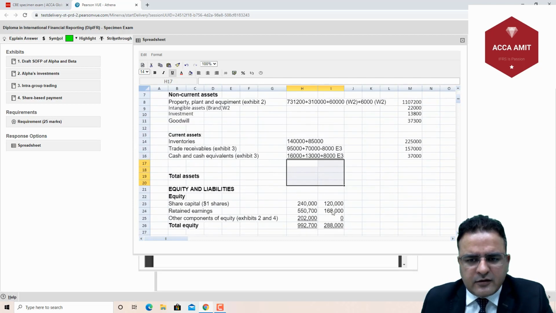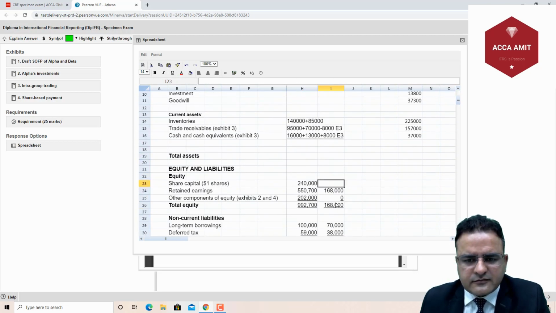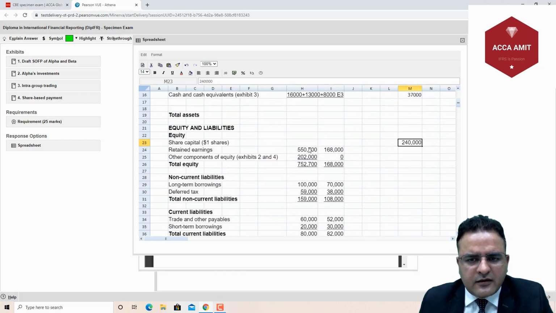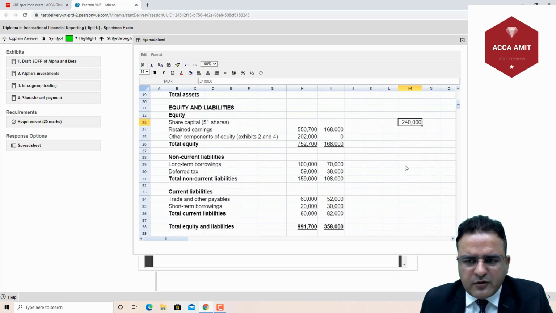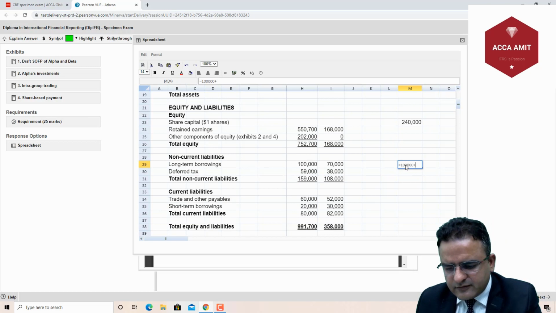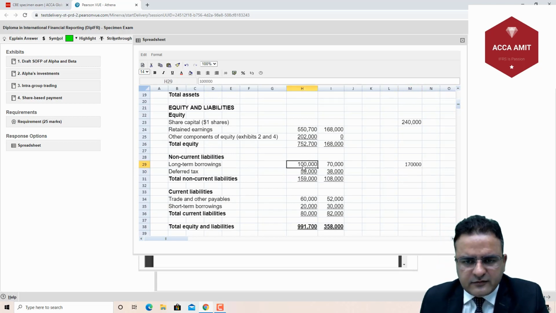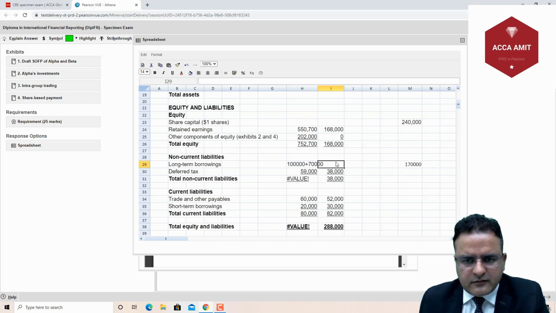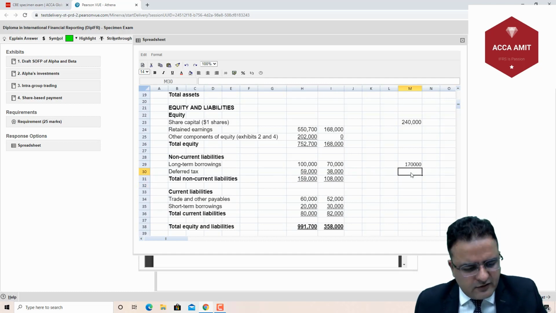Total assets. Share capital will be of the parent only. We'll be presenting it with group retained earnings. We are yet to calculate this. Other components of equity, we are yet to calculate this. Long-term borrowings we can say as 100,000 plus 70,000, which is 170,000.